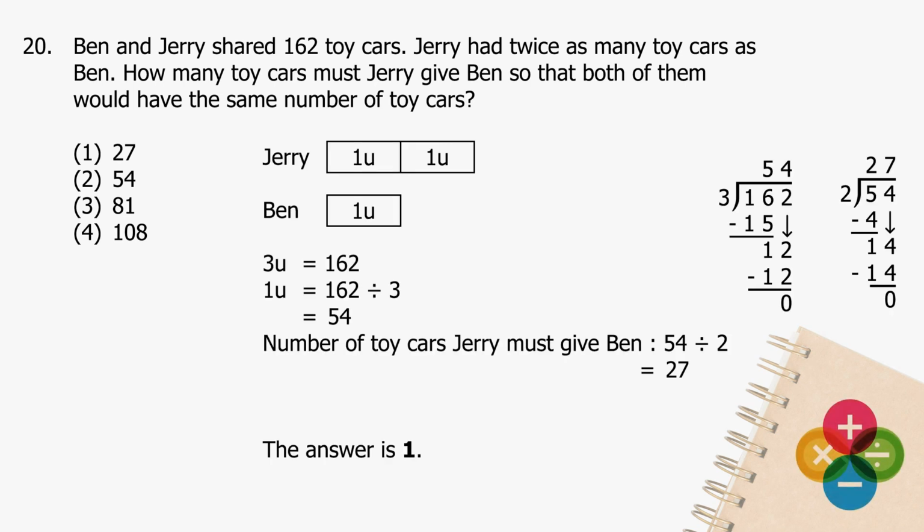Three units is 162. 1 unit will be, divide 162 by 3, and the quotient is 54. The number of toy cars Jerry must give Ben will be, divide 54 by 2, and the quotient is 27. The answer is 1.